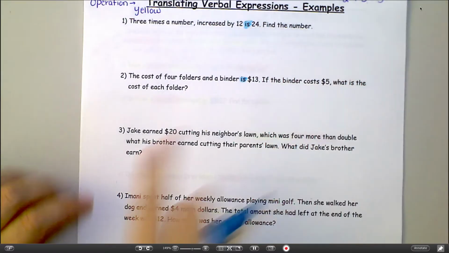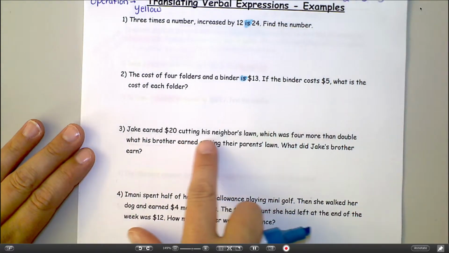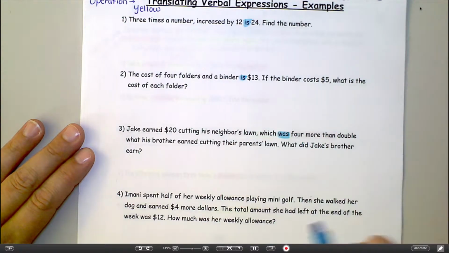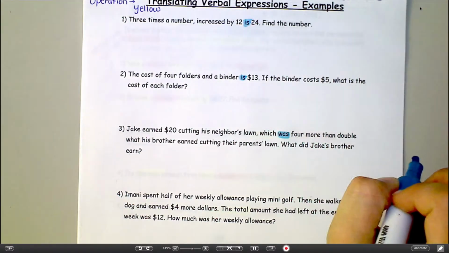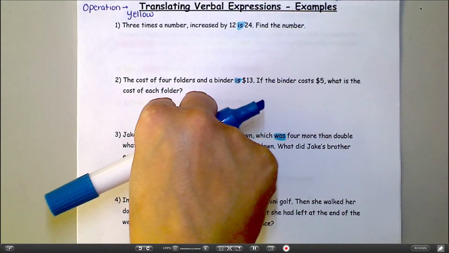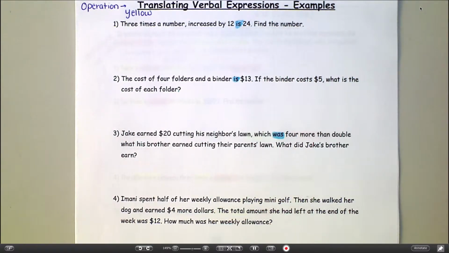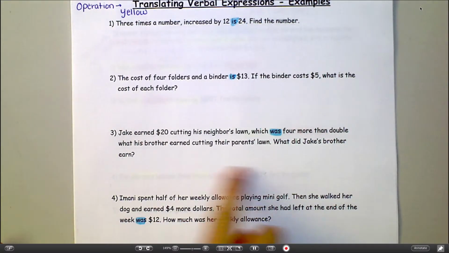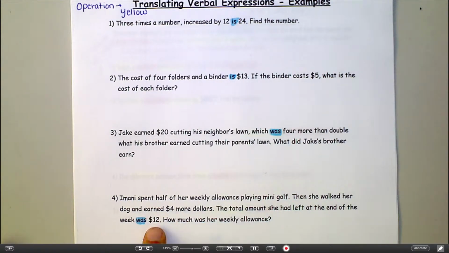But Jake earned $20 cutting his neighbor's lawn, which was, there's that sneaky is in there, for more than double what his brother earned cutting their parents' lawn. Okay, so that's where your equal sign is going to be. You're going to have this stuff over here equal to this stuff over here. Amani spent half of her weekly allowance playing mini golf. She walked her dog, earned $4 more. The total amount she had left at the end of the week was $12. So all of this is going to be before the equal sign, and it's going to equal 12. That's what that tells me.